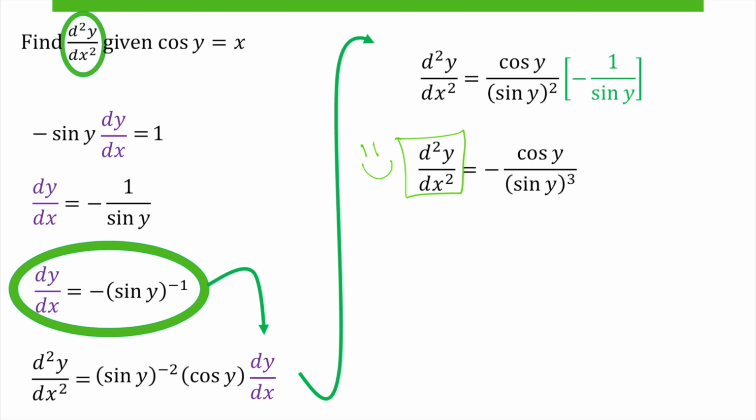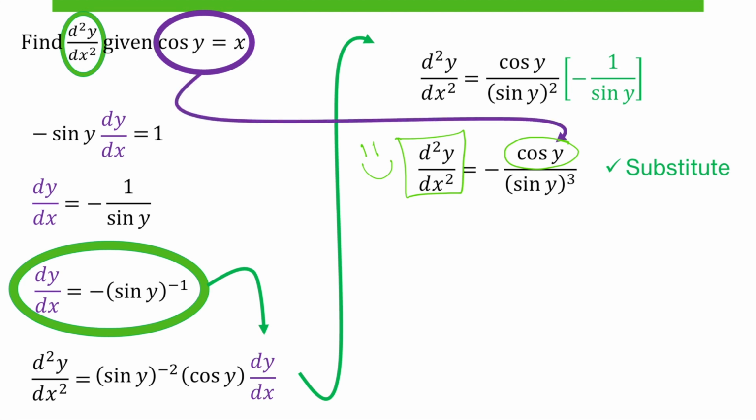Now as a bonus, there's one more substitution we can do. Anyone see it? Look at this, cosine y. What was our original function? Cosine y equals x. Haha, let's pop that back in too. All right, we're done with that one.